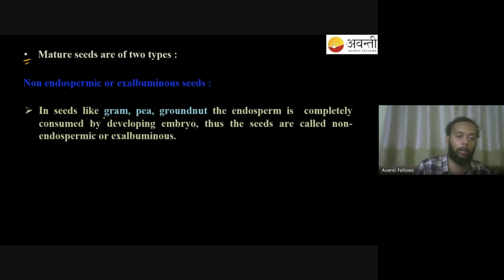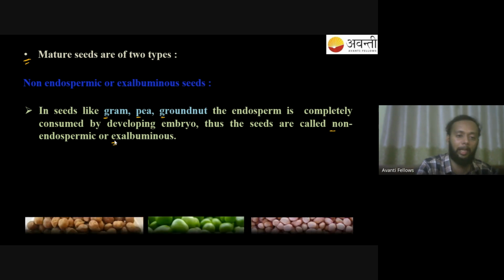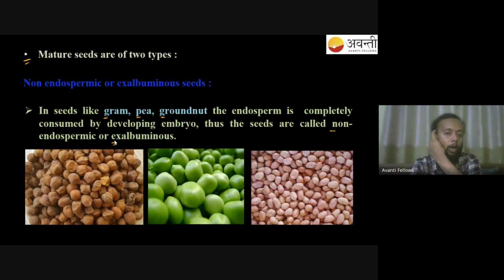In the seeds like gram, pea, groundnut, the endosperm is completely consumed. पूरा खा लिया जाता है by the embryo. Thus the seeds are called as non endospermic or ex-albuminous seeds. और आप यहाँ पे देख लो अपनी पिक्चर, यहाँ पे ग्राम, पी और ग्राउंडनट की पिक्चर. राइट. ये सारे एग्जाम्पल याद रखना, ग्राम, पी एंड ग्राउंडनट आर एग्जाम्पल ऑफ नॉन एंडोस्पर्मिक और ex-albuminous seed. यहाँ पे आपका एंडोस्पर्म पूरा कंज्यूम कर लिया जाएगा.